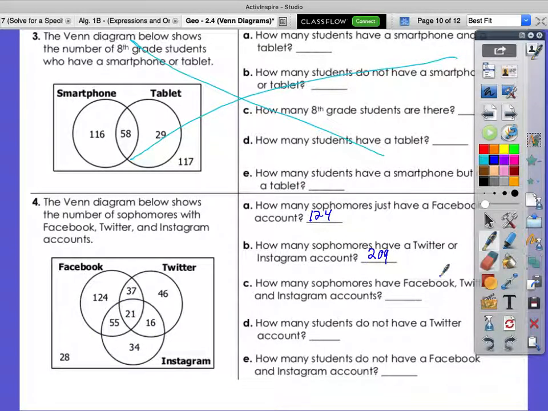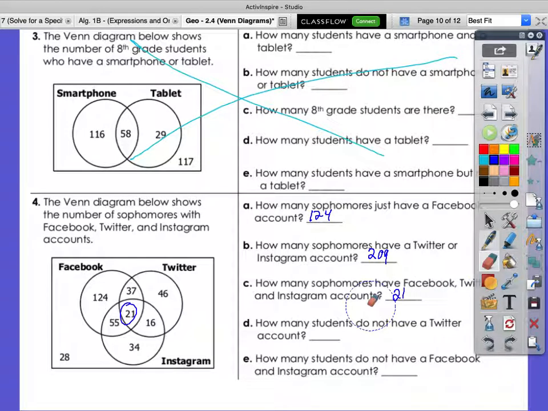Okay. How many sophomores have Facebook, Twitter, and Instagram accounts? Nope, 21. Not anyone, just the and. It doesn't say or. If it said or, we add up everything.